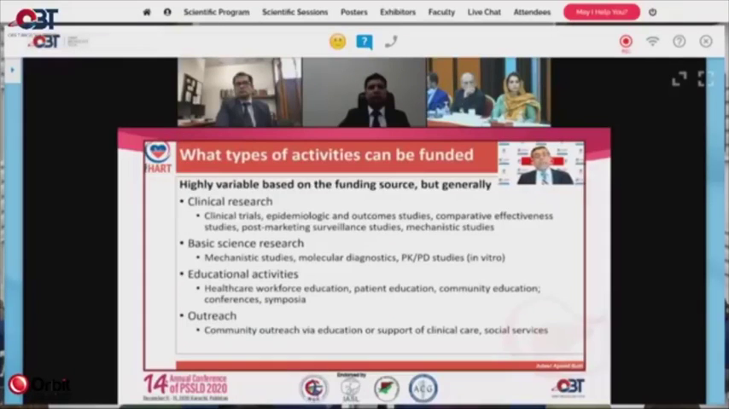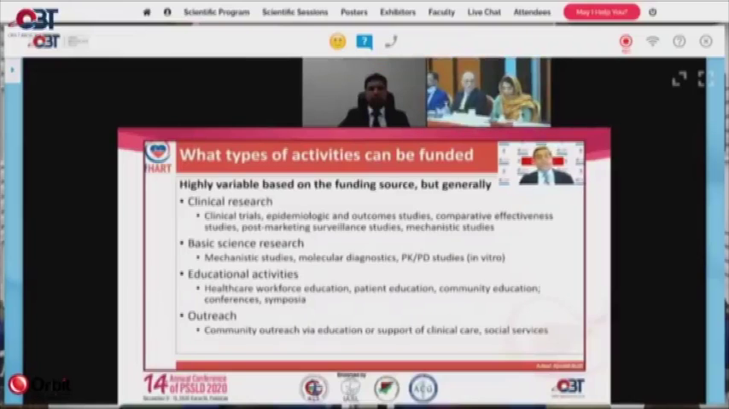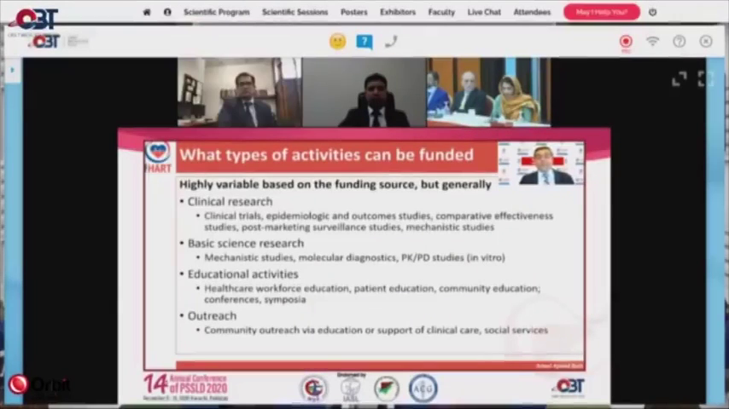What types of activities are funded by these organizations and agencies? Well, that is highly variable based on who is funding it, but generally falls into a few categories. Of course, clinical research is what we are most interested in today. In the realm of clinical research, they can fund clinical trials, epidemiologic and outcome studies, comparative effectiveness studies, post-marketing surveillance studies, and studies looking at mechanisms of disease or intervention. Then, of course, you have basic science research, which looks at mostly mechanisms of disease, molecular diagnostics, pharmacologic studies, etc.